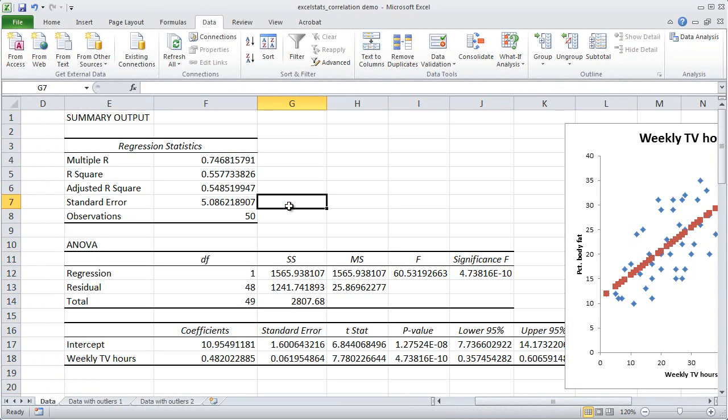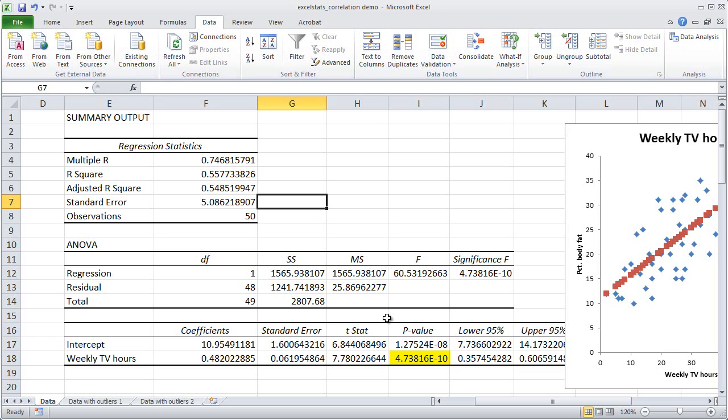Alright, the very first place to look in the output is right here. This is the column where we will find the p-value, the probability value, for the variable that we're looking at, weekly TV hours. This is the number that you want to be 0.05 or less. A number that's greater than 0.05 here indicates that there's a pretty good chance that the relationship that showed up could have showed up purely by randomness alone, and that there's nothing systematic going on between the amount of time you spend watching television and the percentage of body fat that you have.